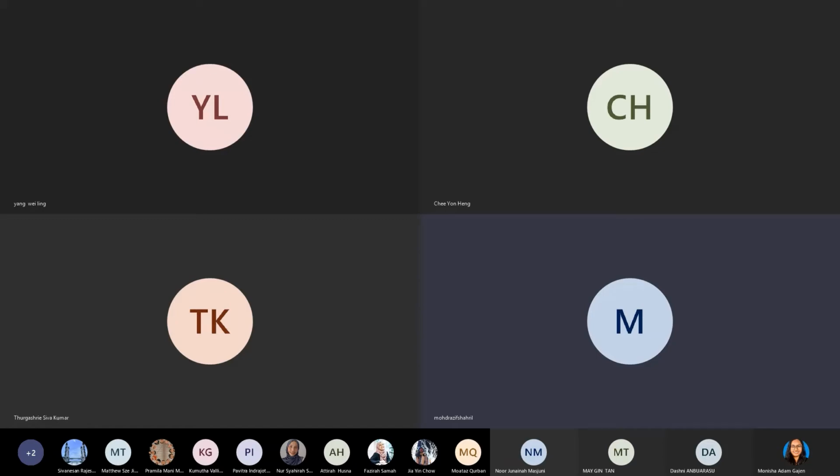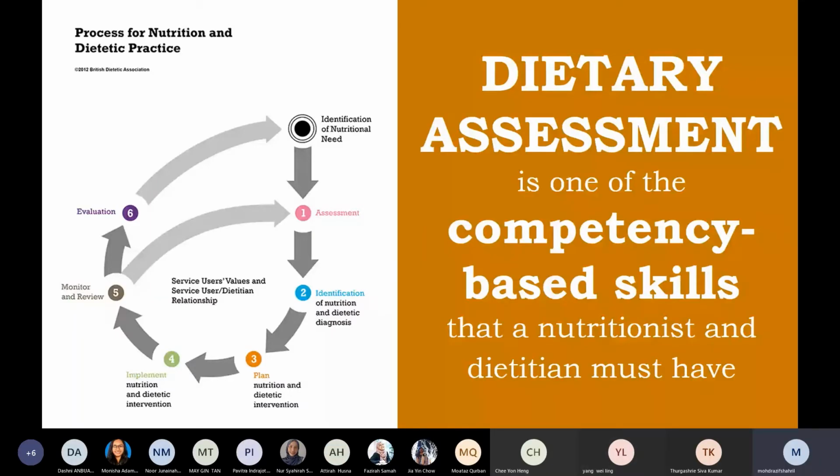When you see the process for nutrition and dietetic practice, the first one will be identification of nutritional need, and you will use dietary assessment when you identify the nutritional need, and also when you do the assessment. So you have anthropometric, biochemical, diet, and also what else you have? Clinical findings? Yes, good. Clinical findings. So dietary assessment is one of the components in which you must be competent.